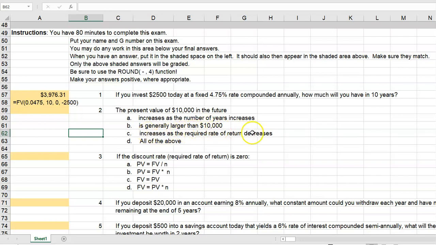Increases as the required rate of return decreases. So if I require a smaller and smaller rate of return, my present value goes up. You can also think of this as like inflation. If inflation goes down, that money out in the future is worth more. So C is the right answer. Some of you put a capital C. I gave you credit for that, if you'll notice at the bottom of the exam.